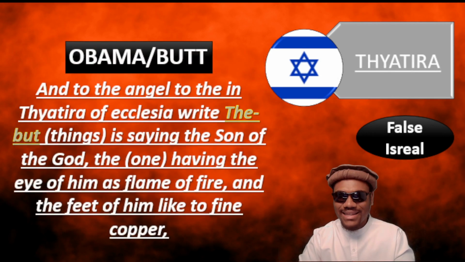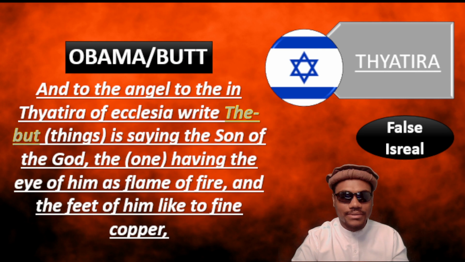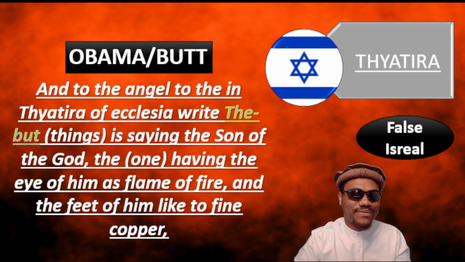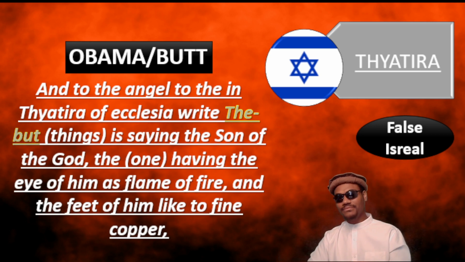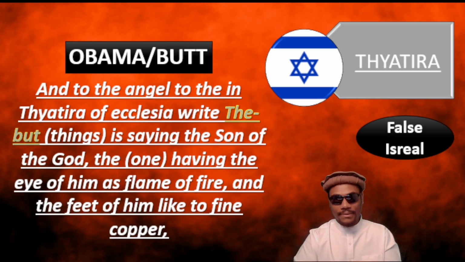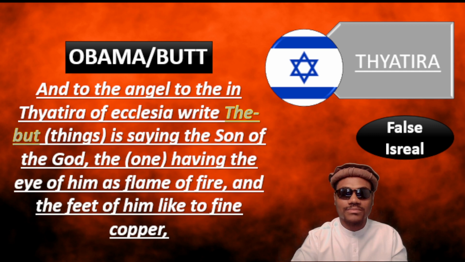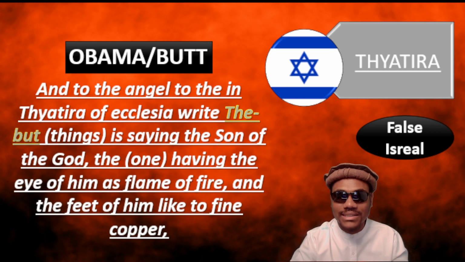All right. Then you have Obama, the liar, the one always lying. And he's saying, and to the angel of the ecclesia of Thyatira, write: the things says the Son of God, the one having the eyes of him as flame of fire, and the feet of him like fine copper. There he is lying, claiming to be the Son of God. But he's not. He's not the Son of God.